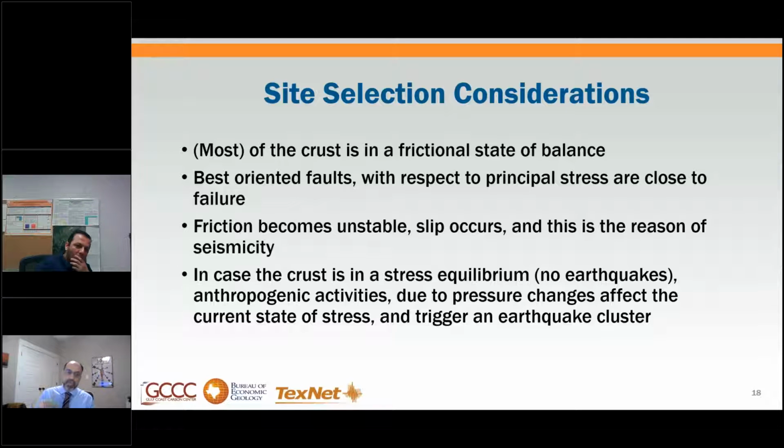When the crust is in a stress equilibrium, there are no earthquakes, and when anthropogenic activities come up, like pressure changes, then the current stress is going to change, and then there will be a trigger of an earthquake cluster. Don't expect that when an earthquake is triggered, there will be no more earthquakes. That is a general rule. Usually seismicity doesn't start with a high magnitude earthquake, it starts with a smaller magnitude earthquake, and this will trigger an earthquake cluster that eventually might come up with a bigger magnitude earthquake. Next slide.